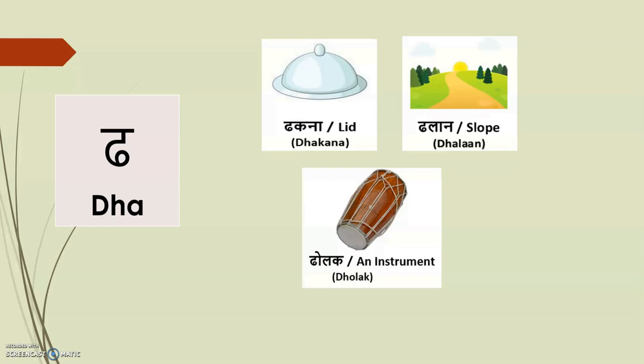So in the first picture, we can see a lid, which is called dhakna. In the second picture, we can see a slope, which is called dhalan. And in the third picture, we can see an instrument, which is called dholak in Hindi. All these three objects begin with the letter Dh.